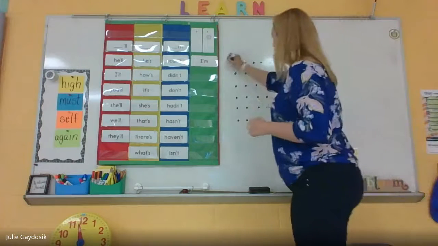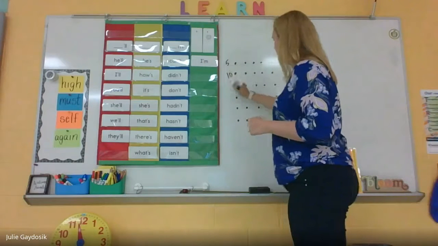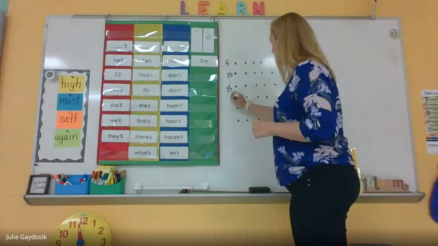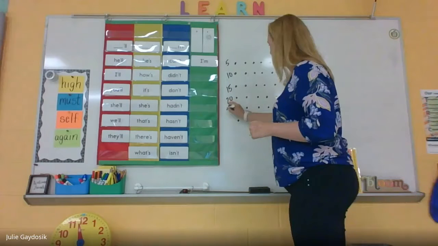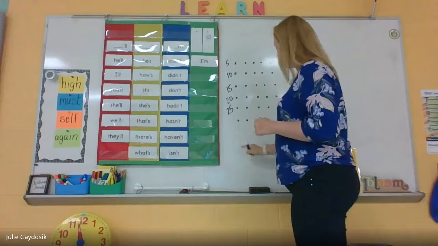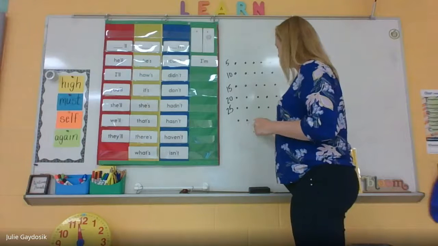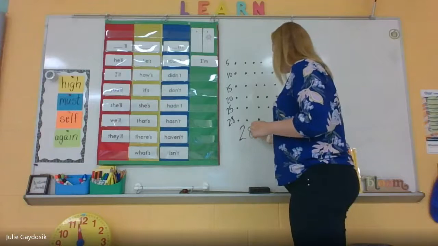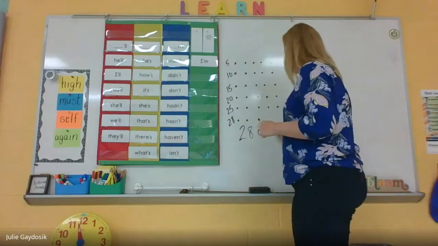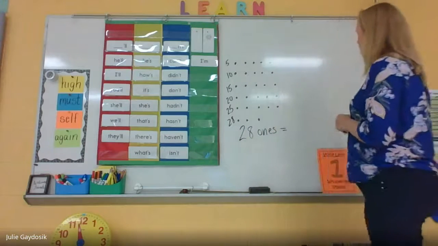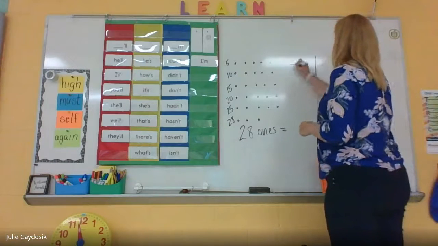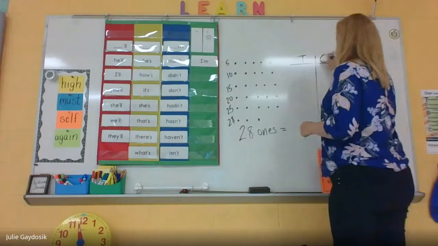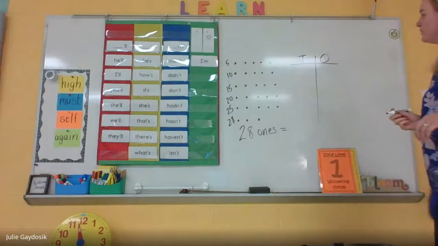Okay, I have 5, 10, 15, 20, 25, 26, 27, 28. So I have 28 ones. Okay. Now I'm going to compose these into tens and ones.